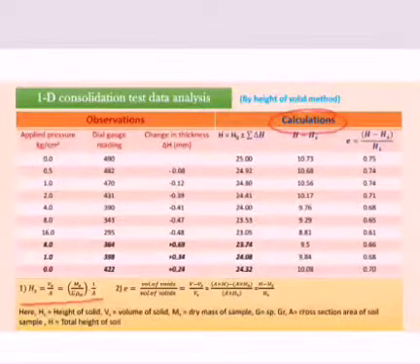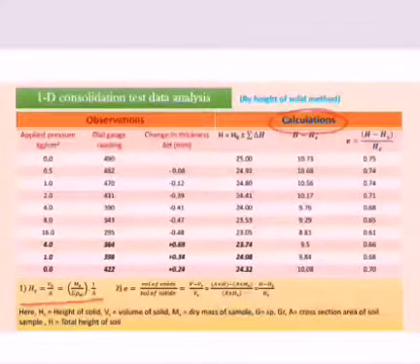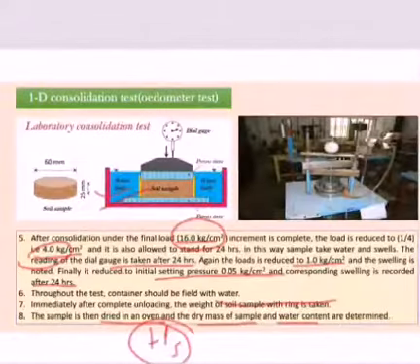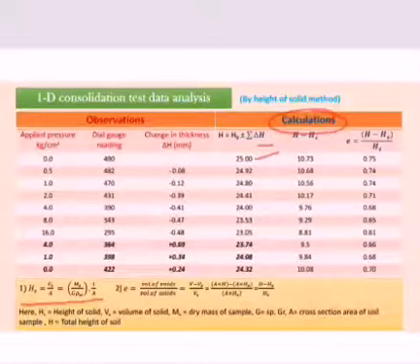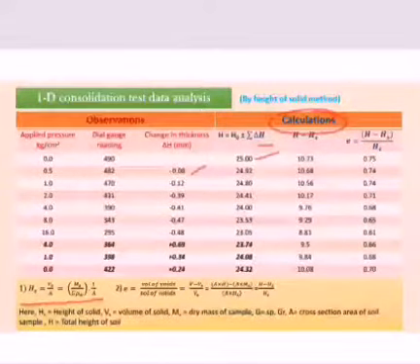In this calculation part, at first we have H. Here H is the height of the sample. Initially we have a 25 mm height of the sample, as we can see in this slide. So initially at 0 applied pressure, the height of the sample is 25, and after applying the pressure 0.5 kg per centimeter square, the change in thickness is 0.08.